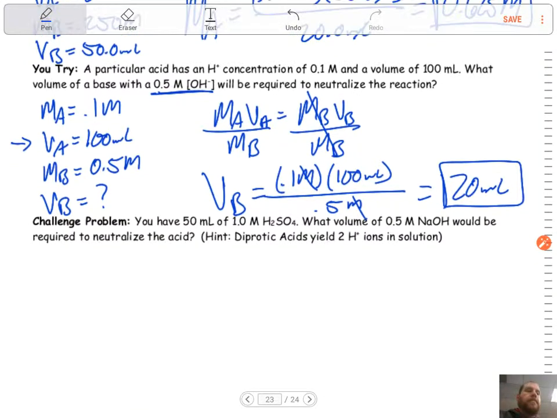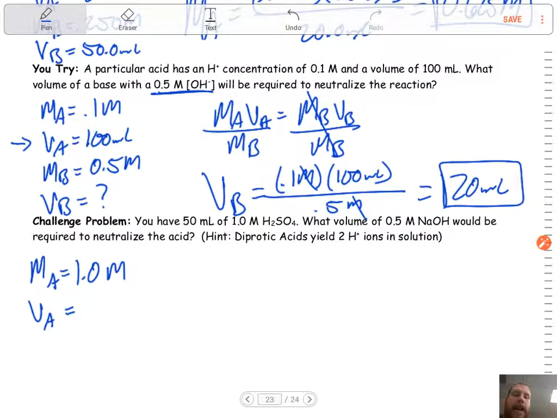Okay? All right, challenge problem. Keep going through it the same way. Notice that the molarity of my acid is 1.0 molar. I have the volume of it as well, and that is 50 mLs. What volume? I know the molarity of my base is 0.5 molar, and I'm looking for the volume of my base. But what's different about this problem versus the other ones that we've done?